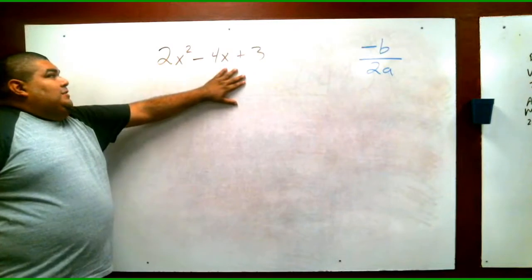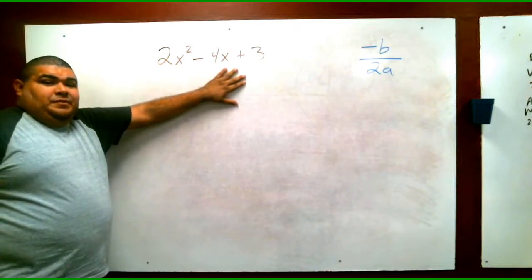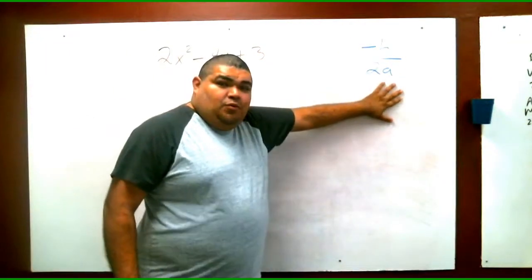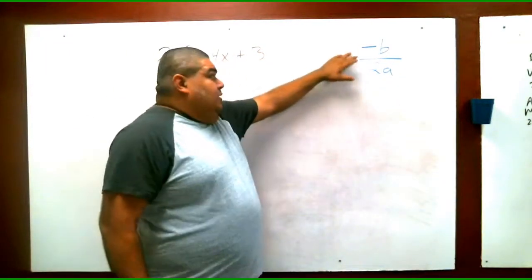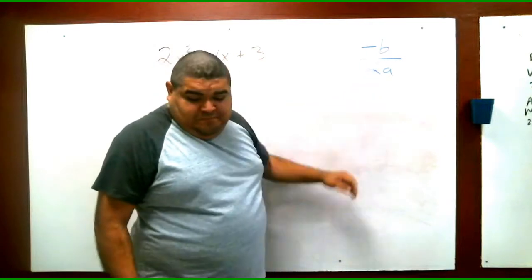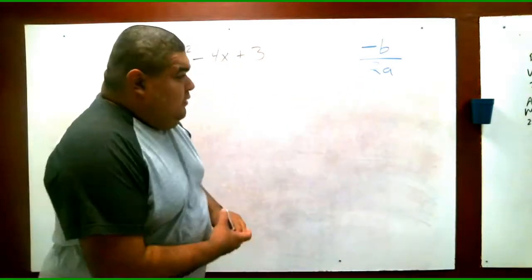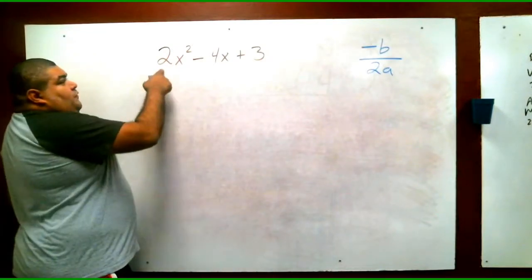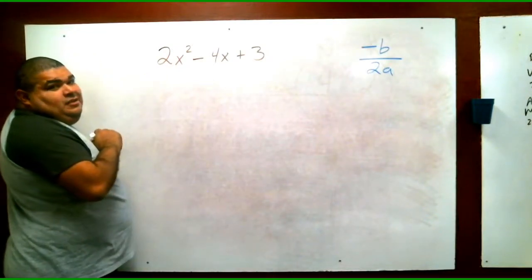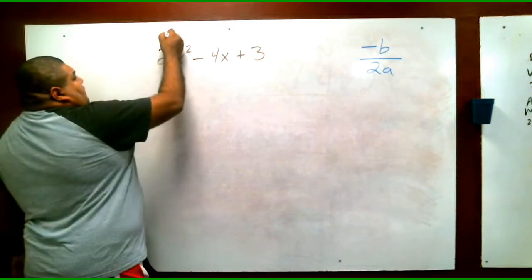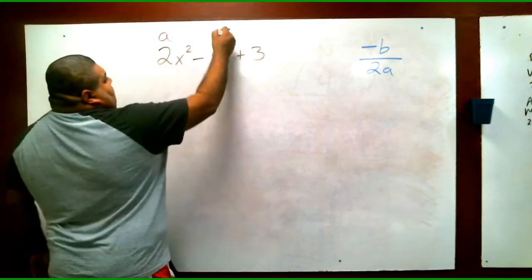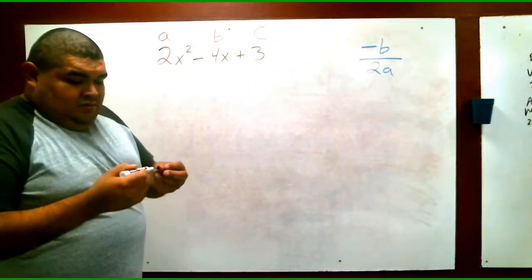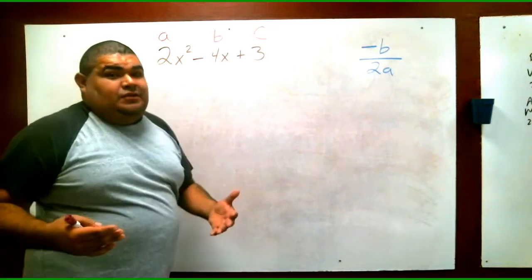So we have 2x squared minus 4x plus 3. First things first, we're going to apply again the rule you learned last class, the step, negative b over 2a. So always label. If you remember, the first one next to the x squared is an a, and we have a, b, and c. Always label. Makes it a lot easier, guys.